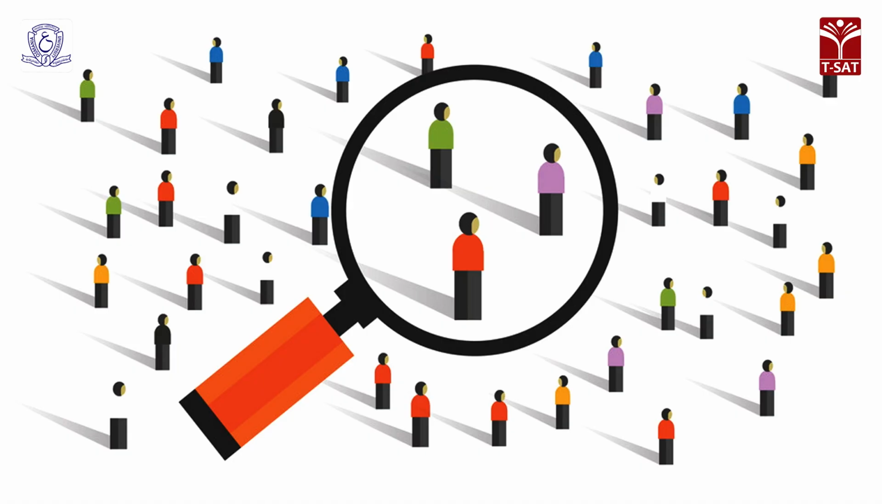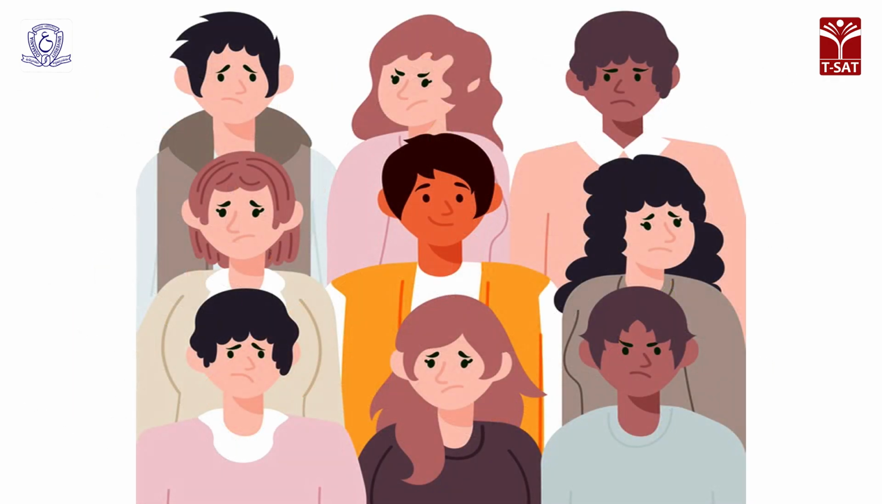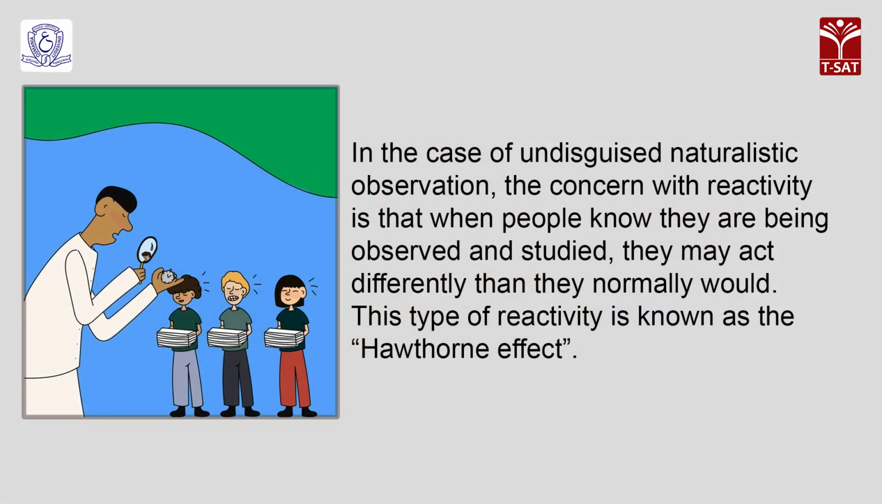However, one concern with undisguised naturalistic observation is reactivity. Reactivity is when a measure changes participants' behavior. In the case of undisguised naturalistic observation, the concern with reactivity is that when people know they are being observed and studied, they may act differently than they normally would. This type of reactivity is known as the Hawthorne effect.